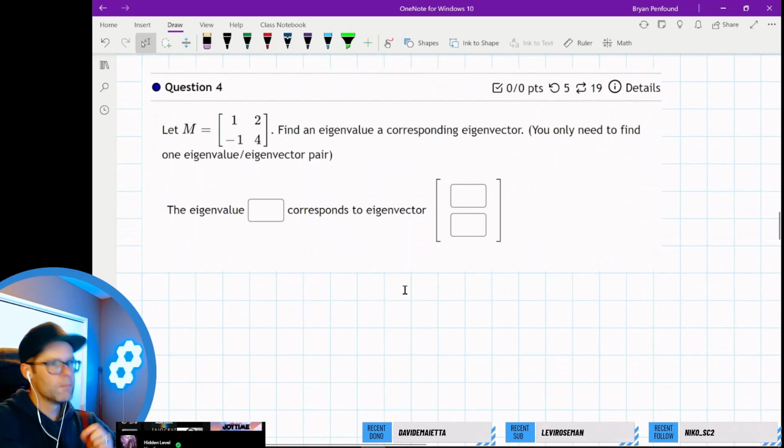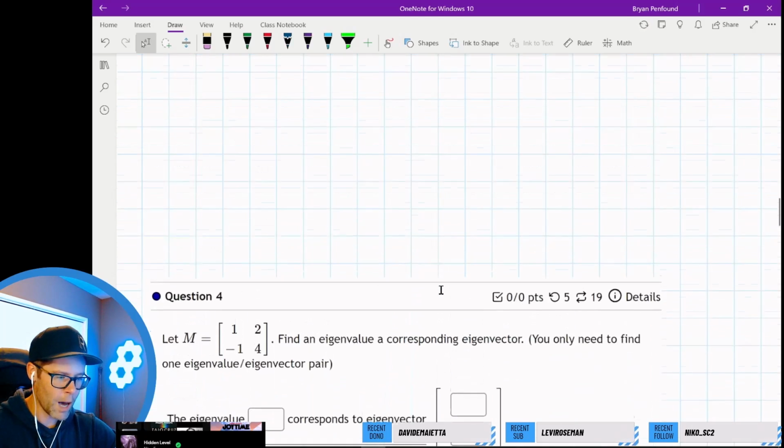Question 4. I guess we should probably, I'm going to be solving these questions. We should probably remove the music so that I don't get too many copyright strikes.